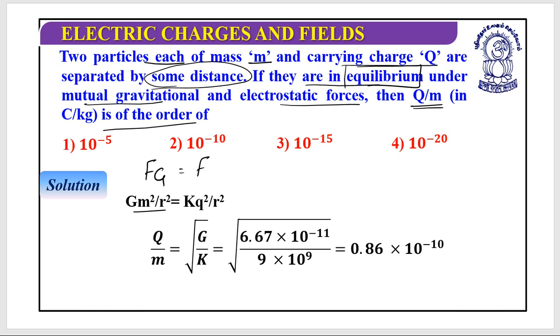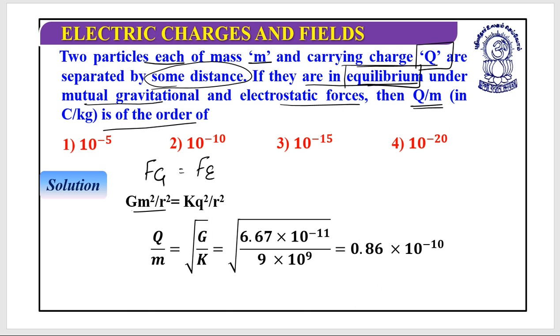I have one more force. It's an electrostatic force. It is k q square by r square. As both charges are of the same polarity, that means they are both positive charges. The gravitational force is always attractive in nature, but the electrostatic force would be repulsive. And as the data said, it is in equilibrium. That means the total attractive force must be equal to the total repulsive force.